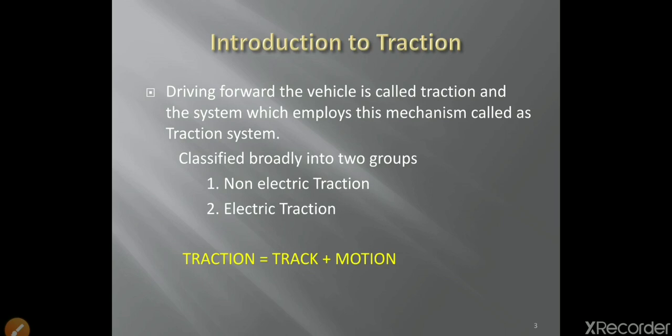Basically, the traction is classified into two types. So the first type is non-electric traction and another is electric traction. The examples of non-electric traction are steam type and diesel engine. And the examples for electric traction are tramways, monorails, maglev trains, trolleybuses, etc.